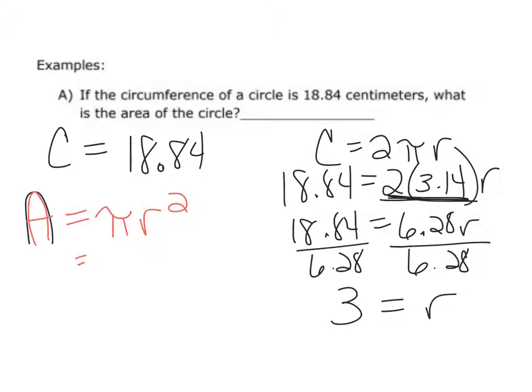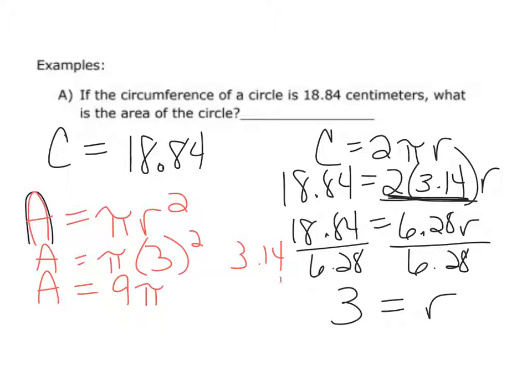Okay, so we know pi, but I'm not going to replace it. We know 3 to the second power. What's 3 to the second power? 9. So 9 pi. So we're going to go ahead and multiply 3.14 times 9.